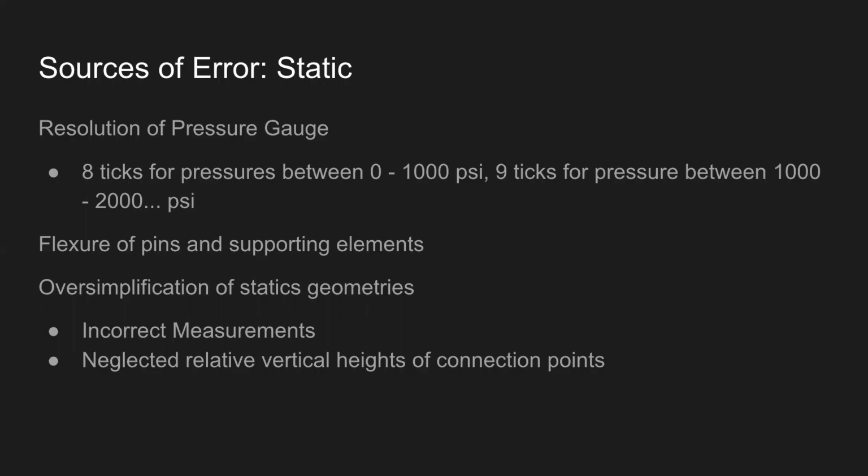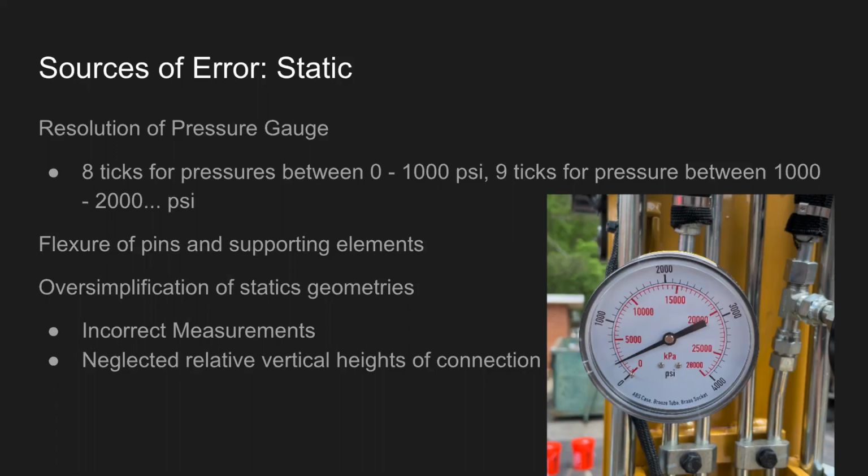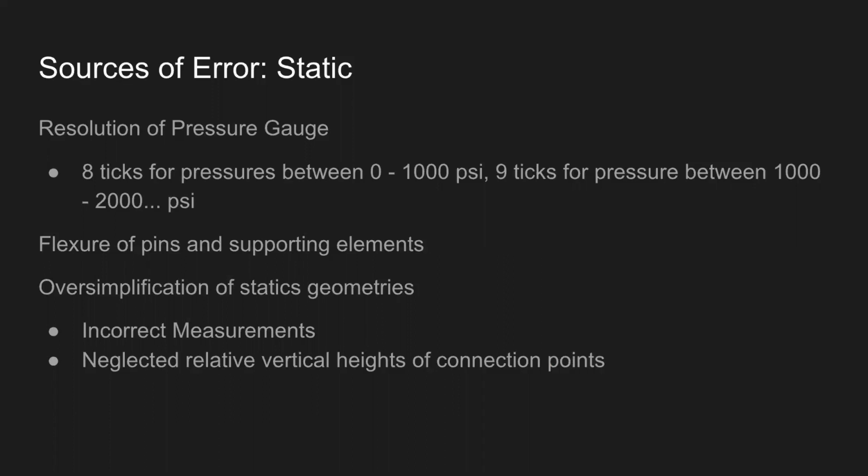Now some sources of error for the static, which were 10.8 and 11.3 percent, respectively. We found that the resolution of the pressure gauges was difficult to read and not very precise. So there were 8 ticks for pressures marked between 1,000 and 0 psi, and then from 1,000 to 2,000 and 2,000 to 3,000 and so on, there were 9 ticks for the pressure readings. This gave us a little bit of uncertainty in what the actual value was that we couldn't calculate or measure as easily.